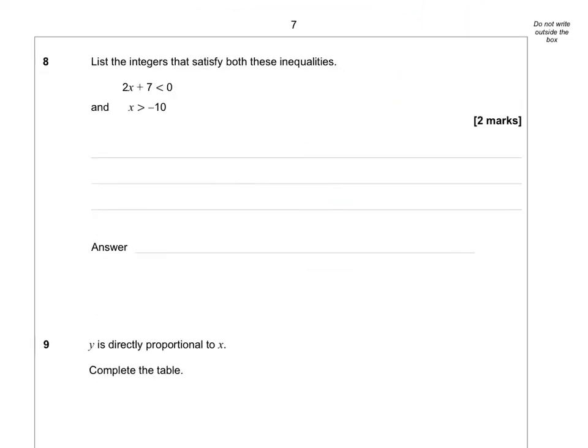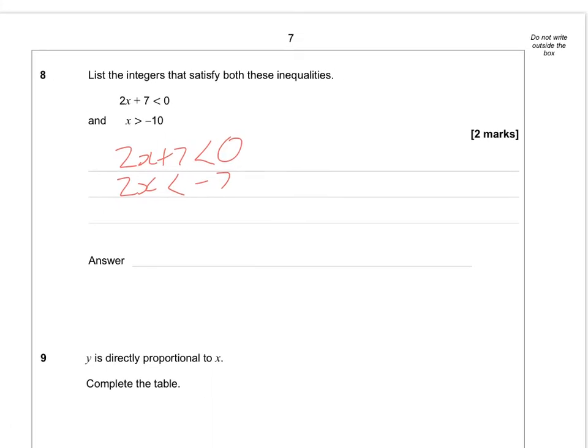Question 8 is having a look at solving inequalities. Now we can treat these very much like solving any normal equation. They've just got an inequality sign in there. So if we look at the first one, 2x plus 7 is less than 0. That means that 2x is less than minus 7, which means that x must be less than minus 3.5.